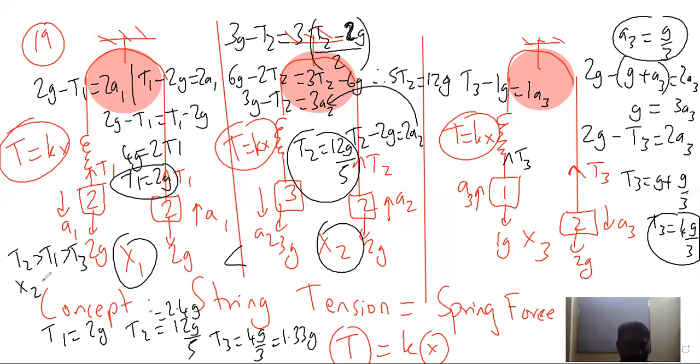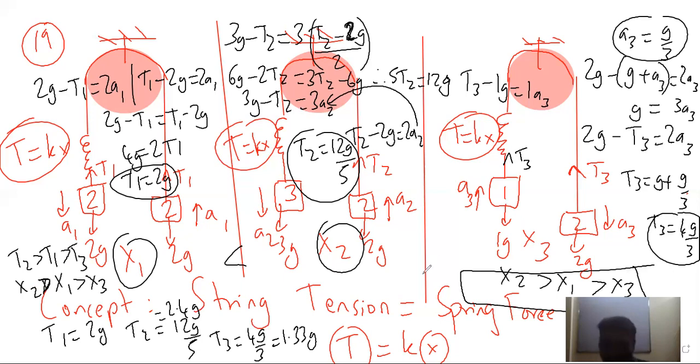So X2 is greater than X1, which is greater than X3. So we can say from this X2 is greater than X1, which is greater than X3. So this is the answer which we'll get. So the correct option is option B, X2 greater than X1 greater than X3.